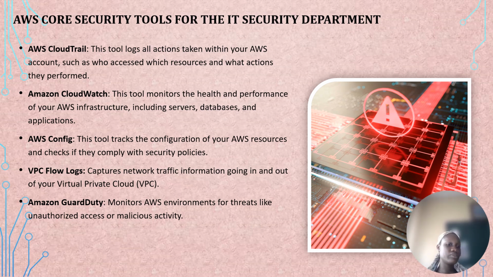The next tool is the VPC Flow Log. This captures network traffic information going in and out of your virtual private cloud, just like the way Wireshark would do. And Wireshark is a software that networking professionals use to track whatever information or action is being taken on the network, the internet traffic that comes into the computer. Then there's Amazon GuardDuty. This is used to monitor the AWS environment for threats like unauthorized access or malicious activities.